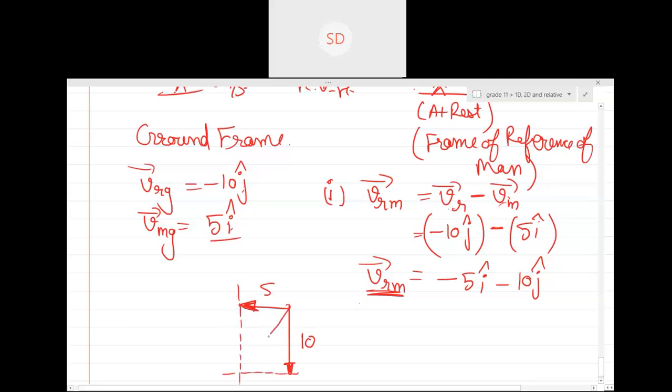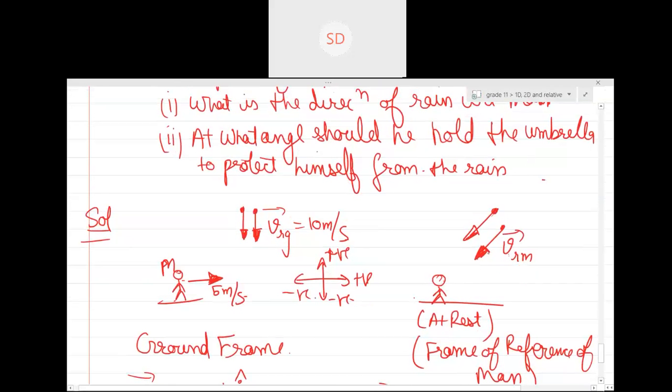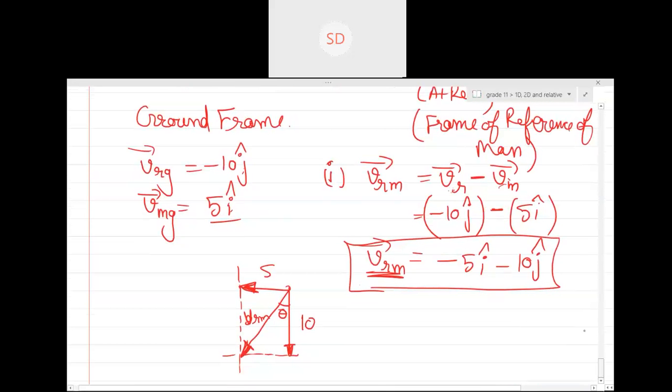So this is the velocity of rain with respect to man. Let's say it is falling at an angle of theta with the vertical. Can you calculate this theta for me? Can you see over here, guys? That is why, can you see V_RM is negative i and negative j. That is why the rain was looking like this. Can you see one component negative i and negative j? Yes or no? Are you getting my point, guys?